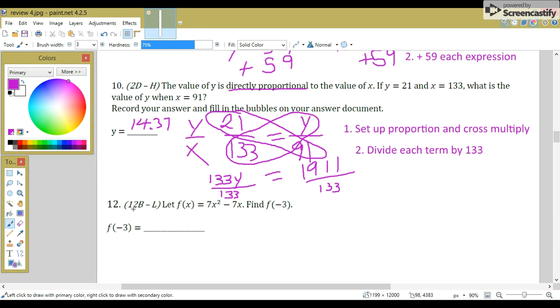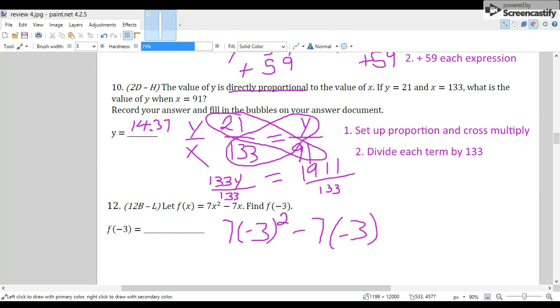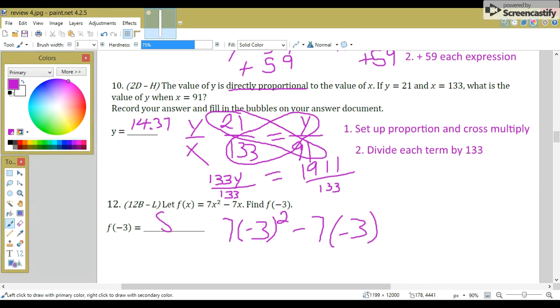Number 12, 12b. Let f of x equal 7x squared minus 7x. Find f of negative 3. So you're going to want to use a calculator for this. Wherever you see an x, you replace it with parentheses, negative 3. Do not forget those parentheses. So you plug this into the calculator. You'll get 84.